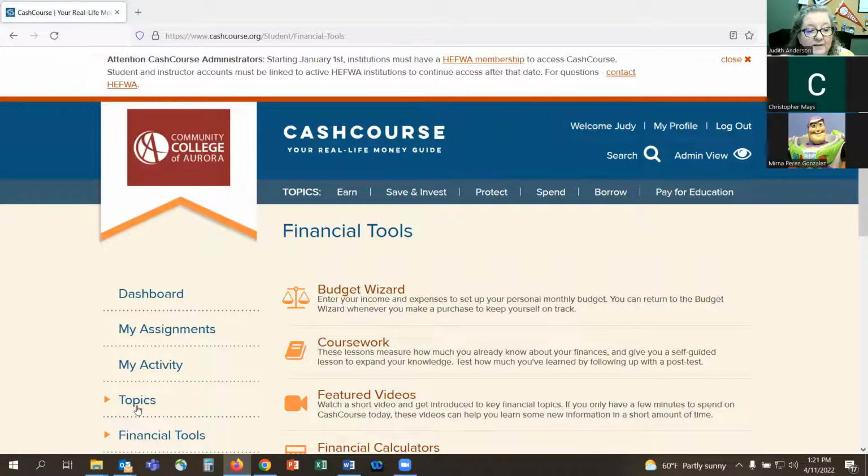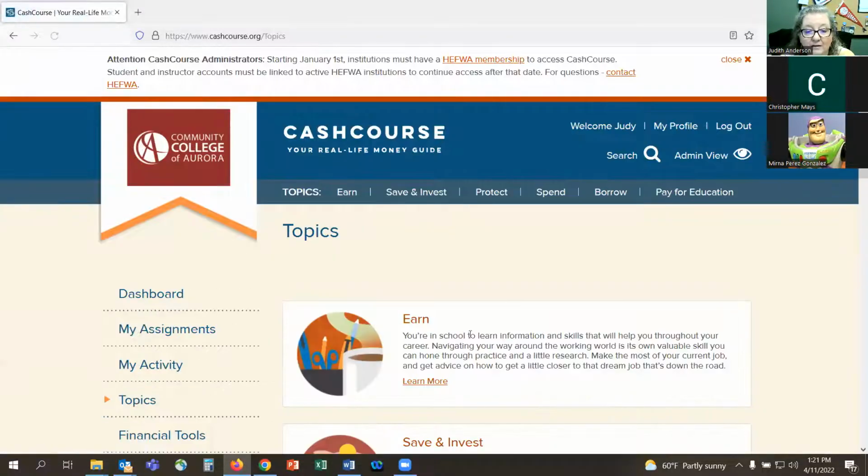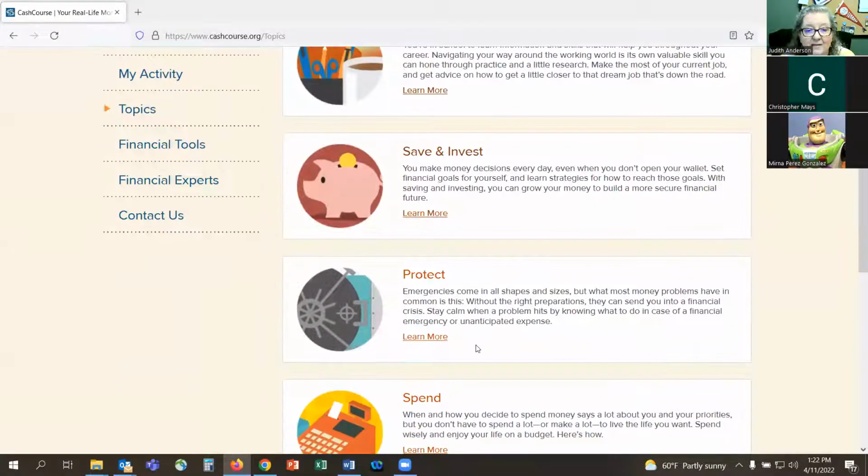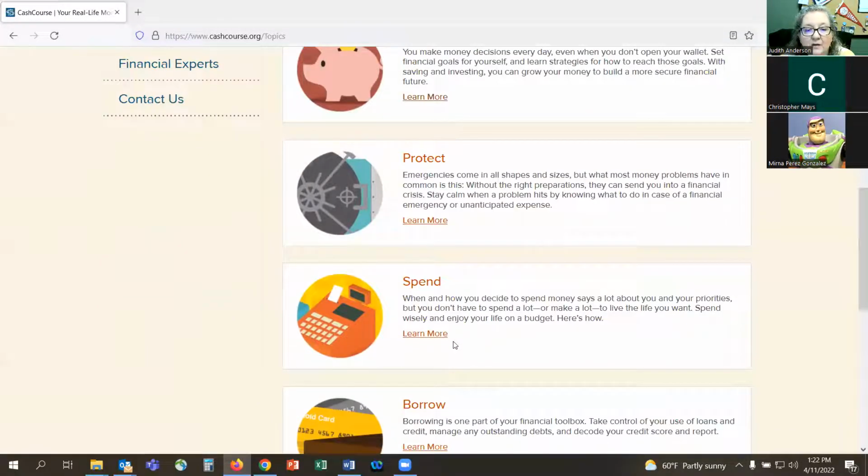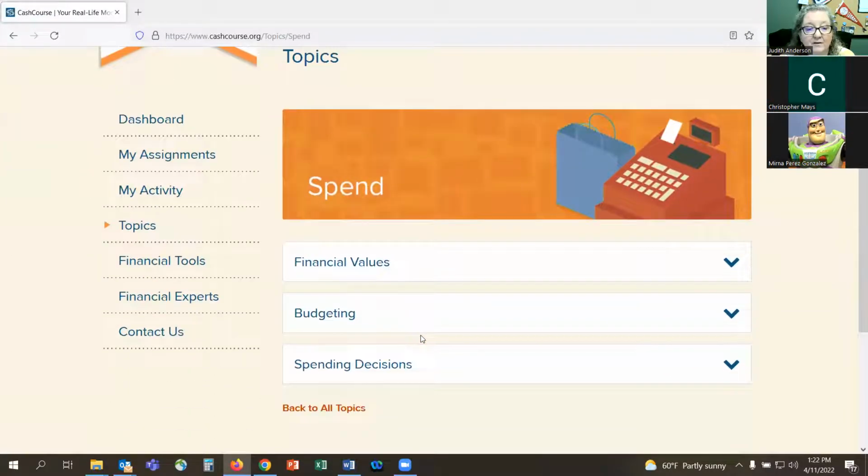So the topics are basically what we were looking at: earning, save and invest, protect, spend, borrow, pay for your education. Those are all here as well. It's just another different way to access them. So let's look at the spending one and see what is offered.